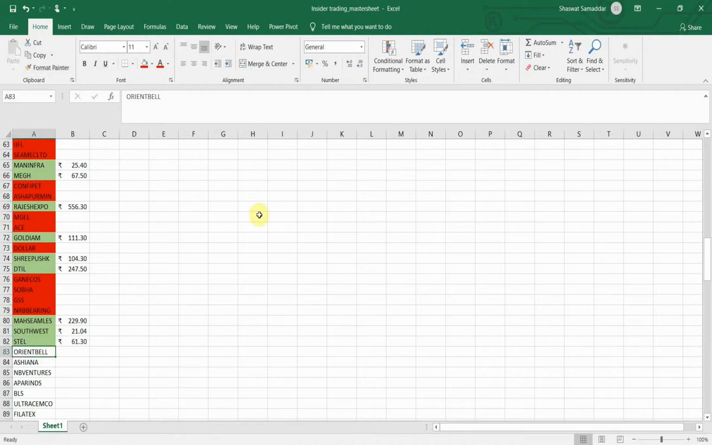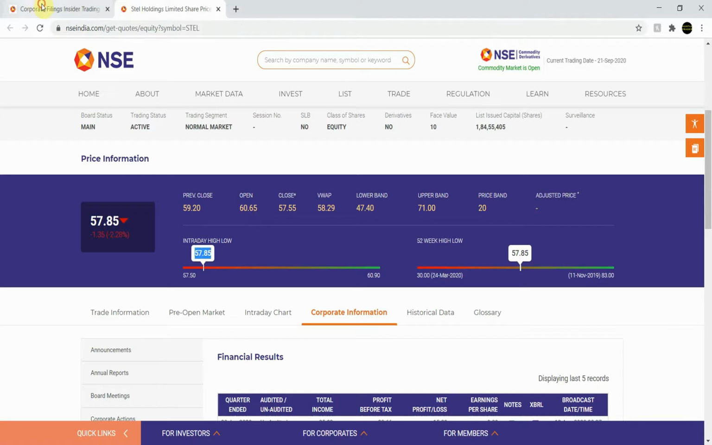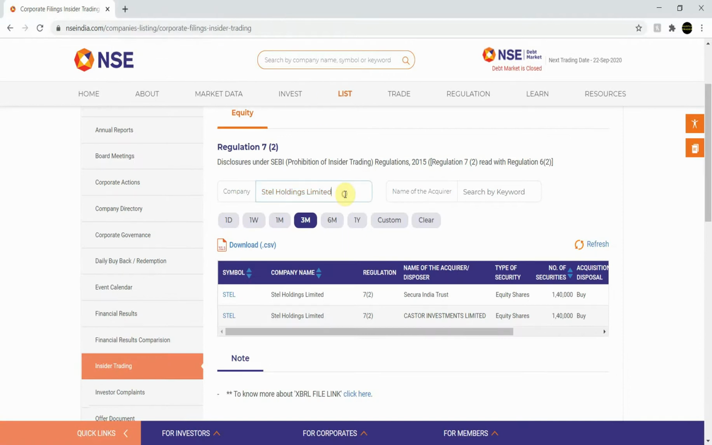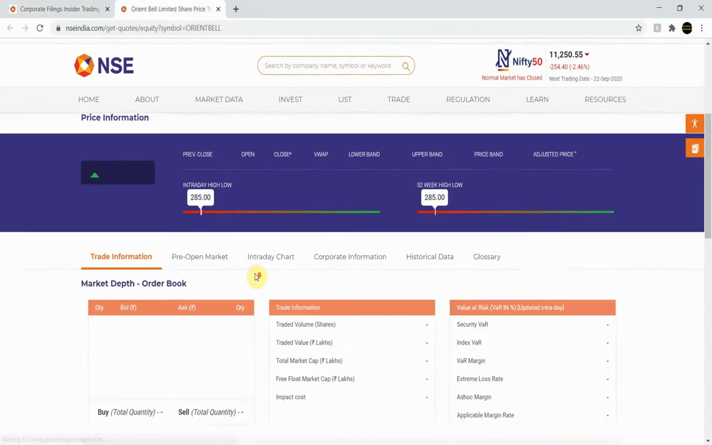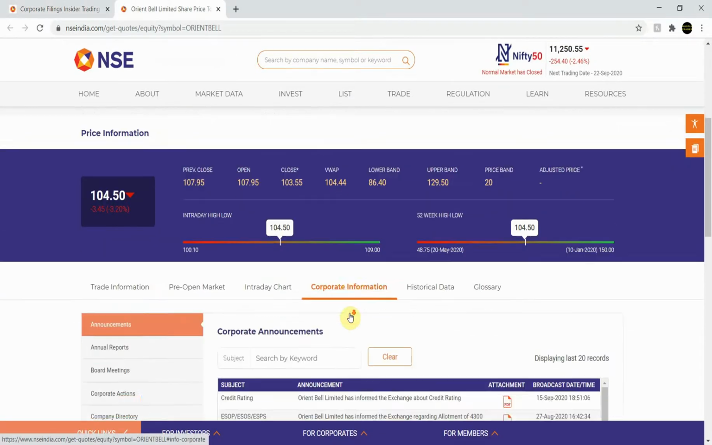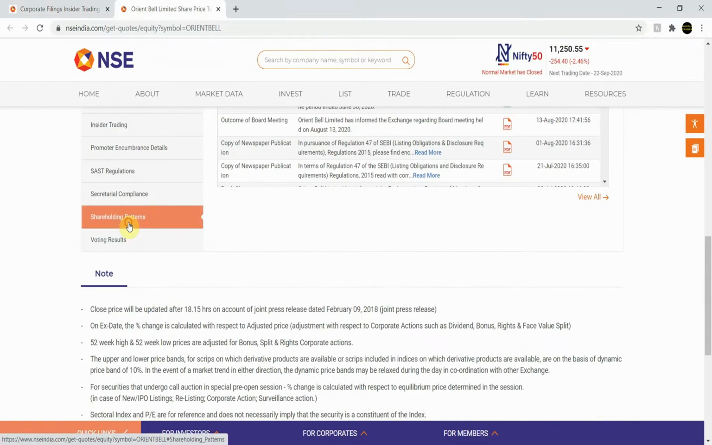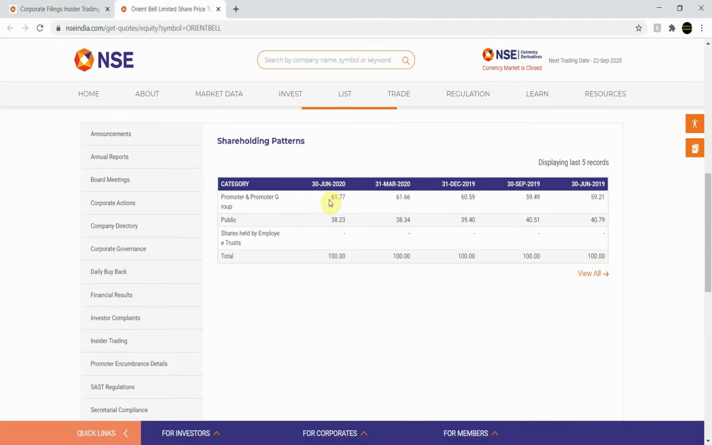Next on the list is Orient Bell. I'll copy it down. I'll paste it in the company name, Orient Bell Limited. I'll click on the symbol of Orient Bell. I'll click on the corporate information. I'll go to the shareholding patterns.